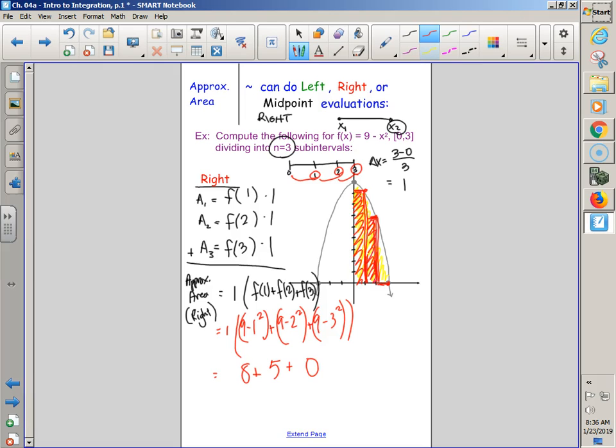Because we're dependent on the curve. That one has no area because it hits on the right, which is on the axis, so it's a 0. Did you guys end up with 13?